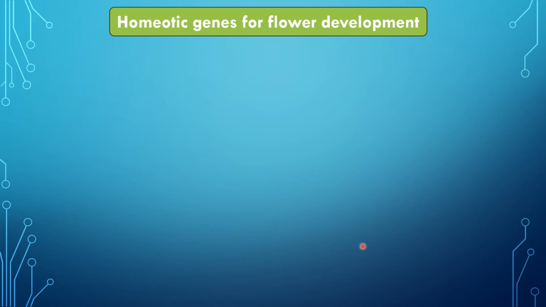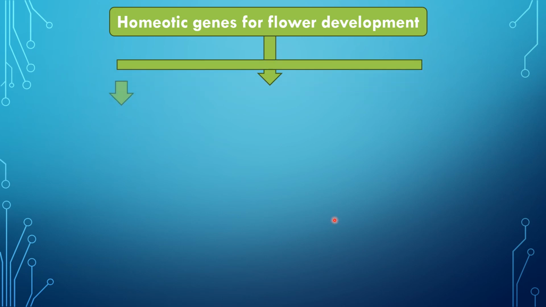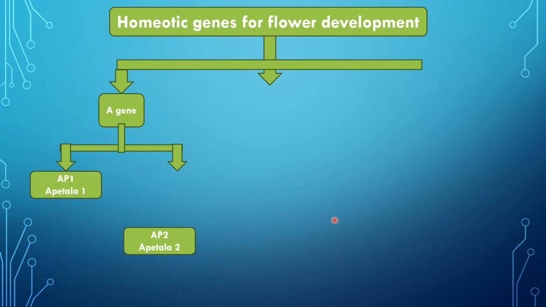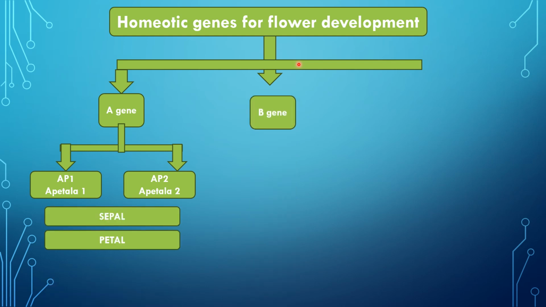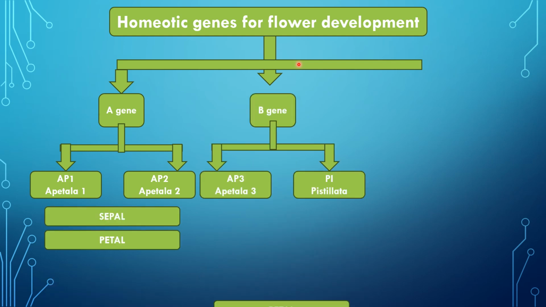Now let's look at the homeotic genes for flower development. We have already seen what these homeotic genes mean. Now let's look at what role these homeotic genes play in the development of flower organs. Homeotic genes are divided into three parts: gene A, gene B, and gene C.